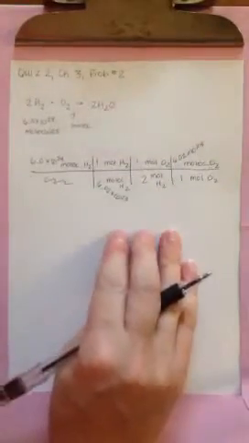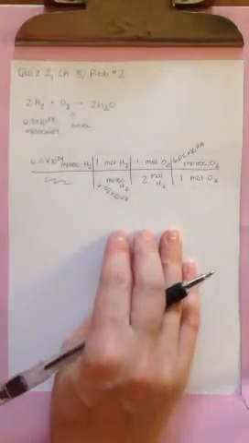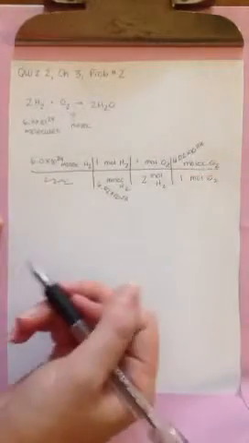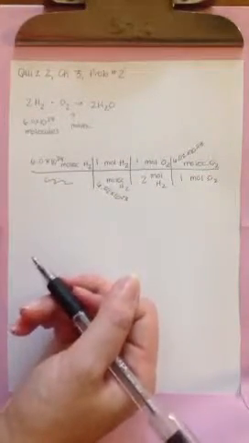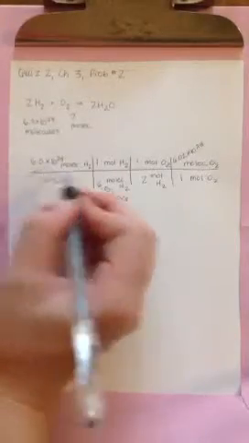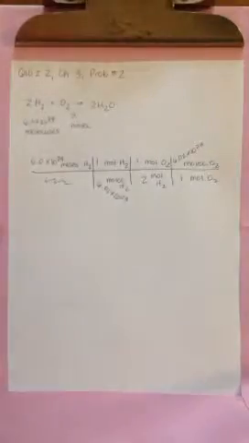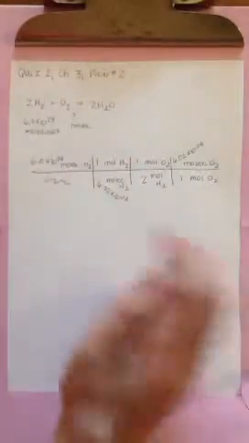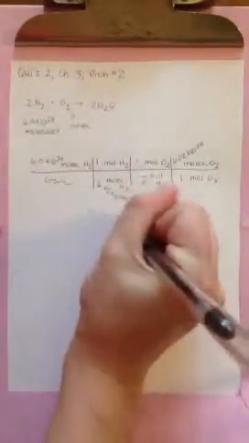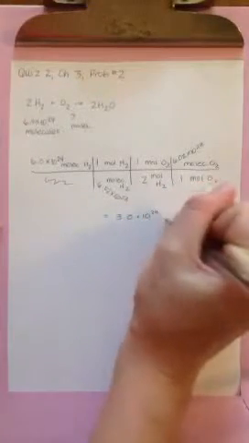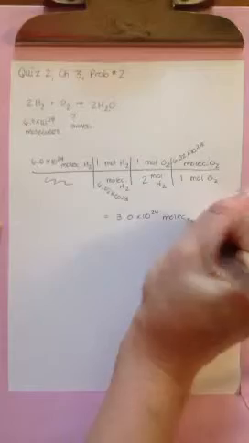Now, as I'm looking at this, I could definitely take out my calculator, but there's 6.02 on the top and 6.02 on the bottom. So they're going to cancel. So essentially, when I multiply, it's this number times this number times this number divided by the 2. So when I do that, 6 divided by 2 is 3. So I know I have 3.0 times 10 to the 24th molecules of O2.